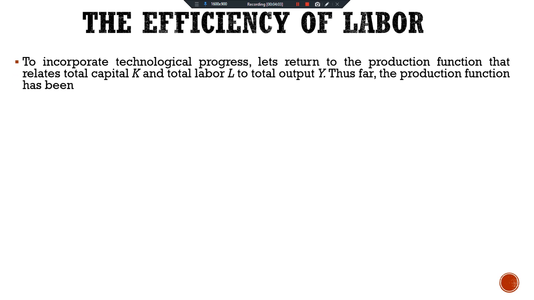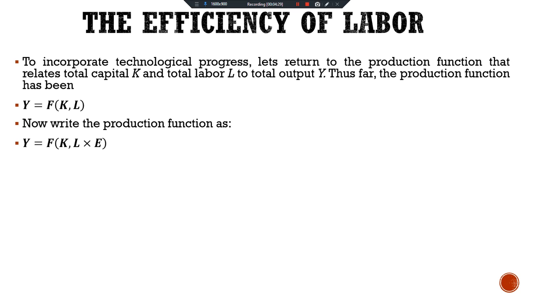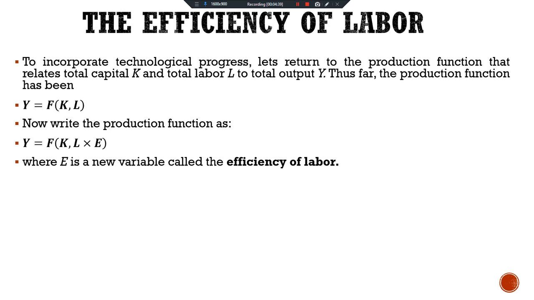Efficiency of labor. To incorporate technological progress, let's return to the production function that relates total capital K and total labor L to total output Y. Thus far, the production function has been Y equals a function of capital and labor. Now we can write the production function as output depends on capital and L cross E. Here L is the labor force and E is the efficiency of labor.